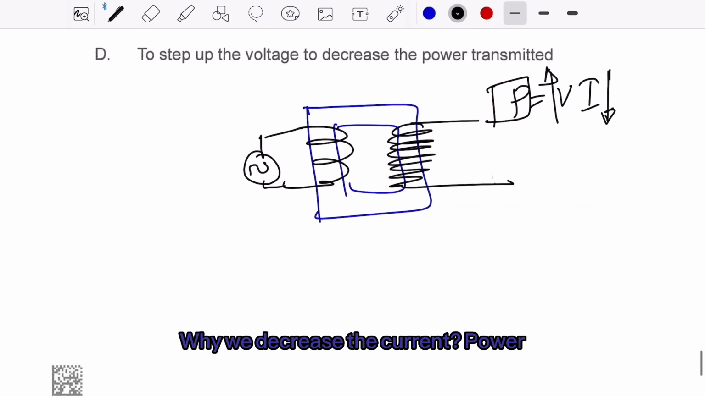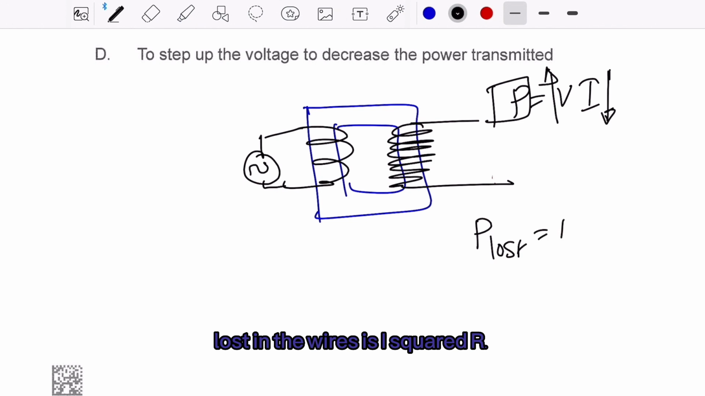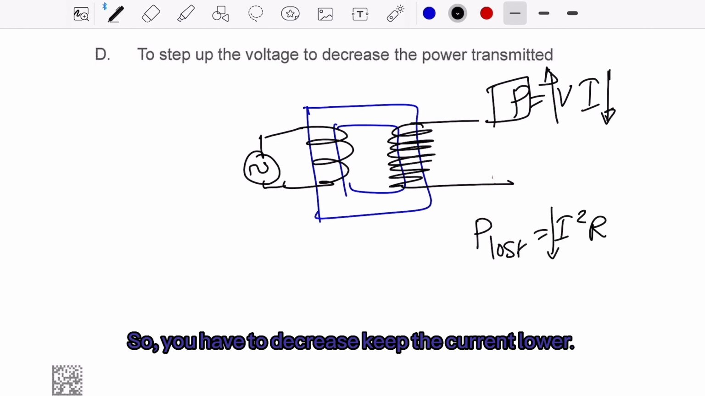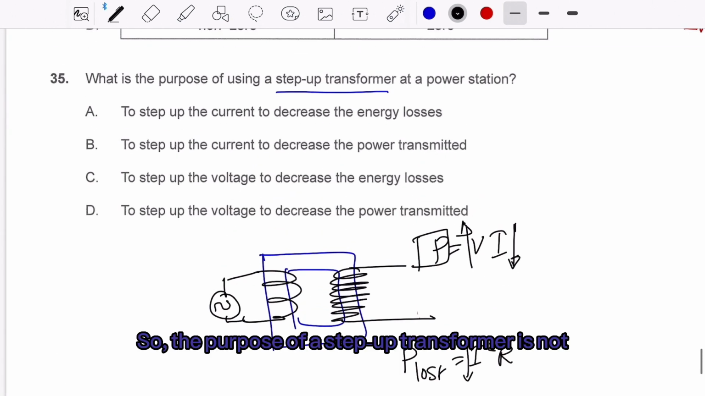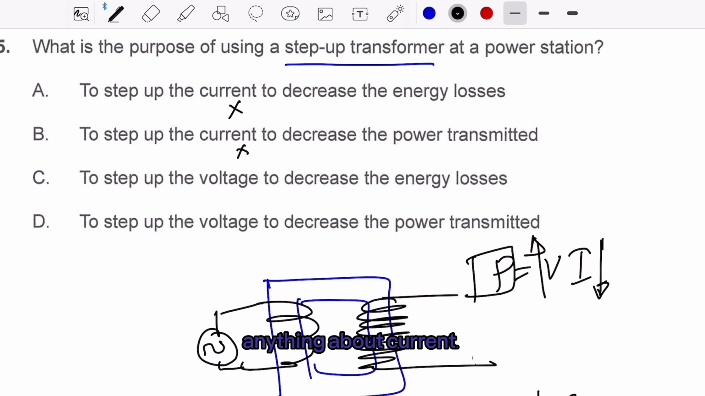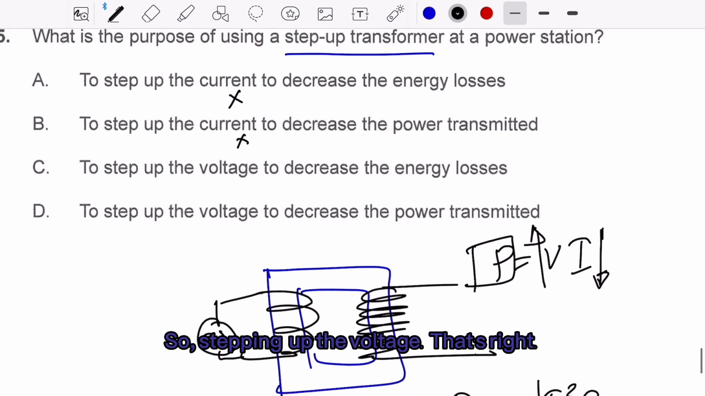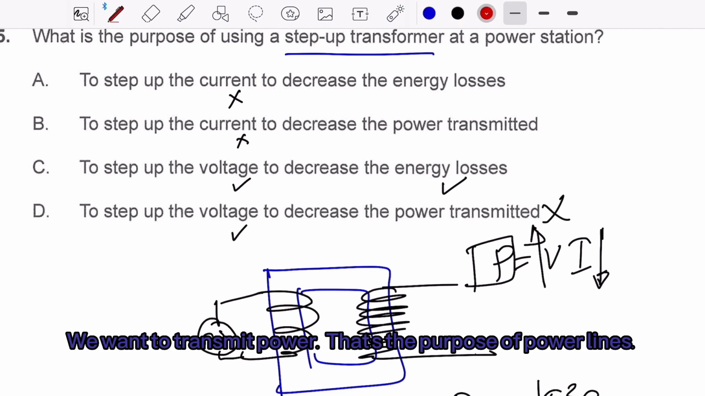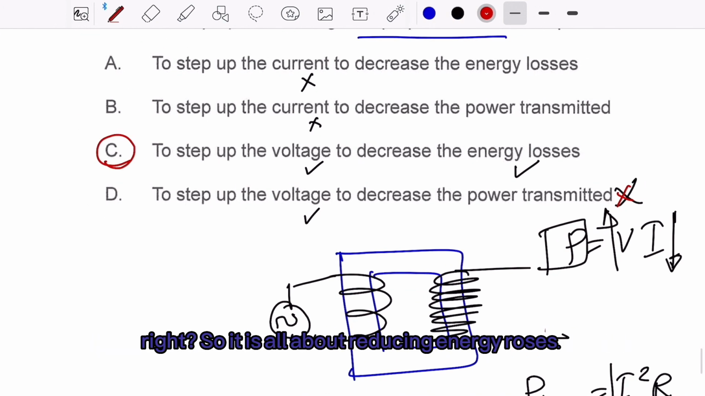Why do we decrease the current? Power lost in the wires is I squared R, so you have to keep the current lower. So the purpose of a step-up transformer is not to step up the current; the current should decrease. So stepping up the voltage, that's right. To decrease the energy losses, that's right. To decrease the power transmitted, no, we want to transmit power. That's the purpose of power lines, right? So it is all about reducing energy losses.